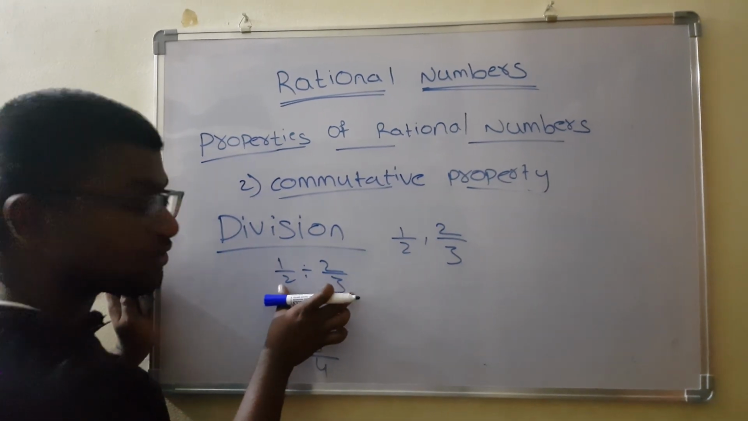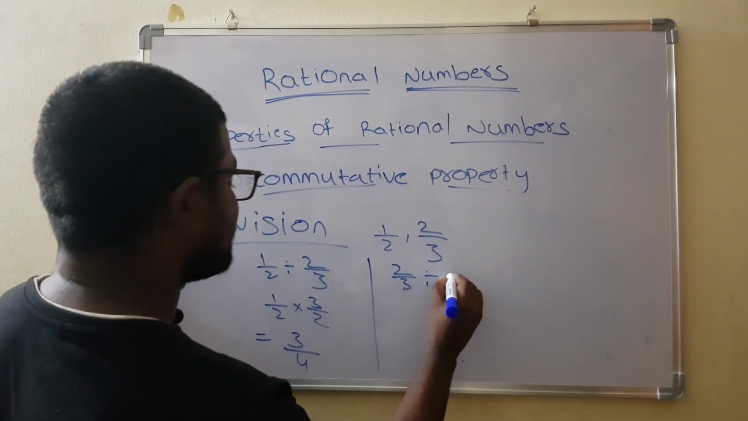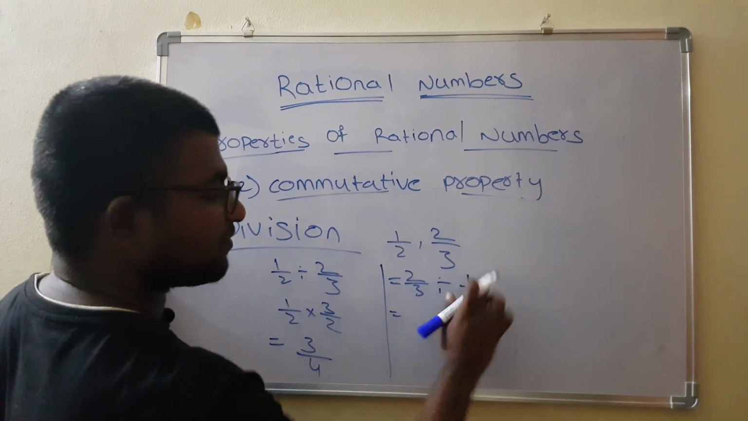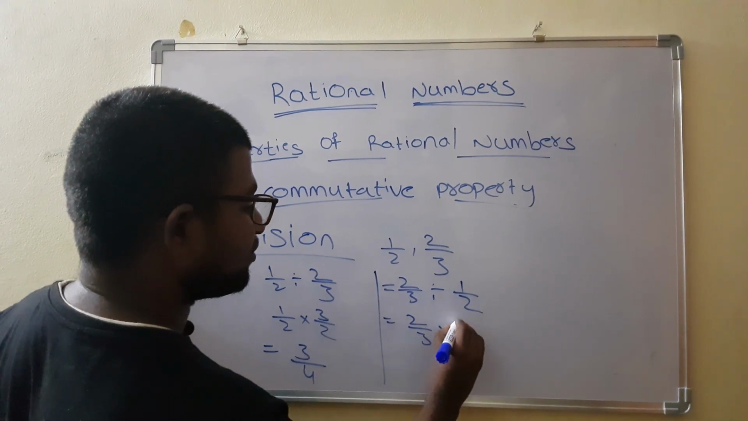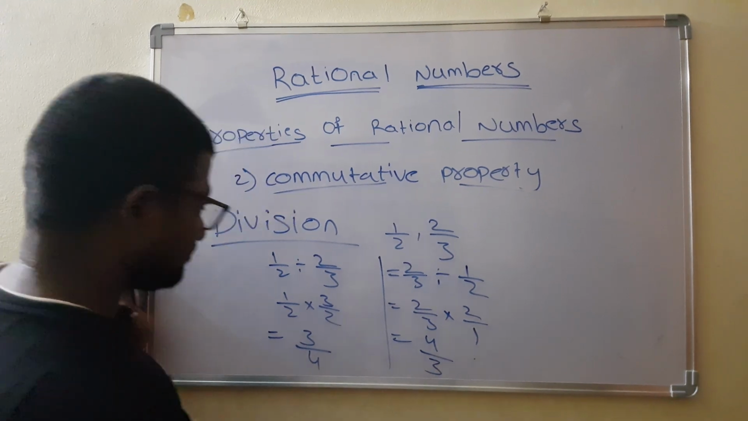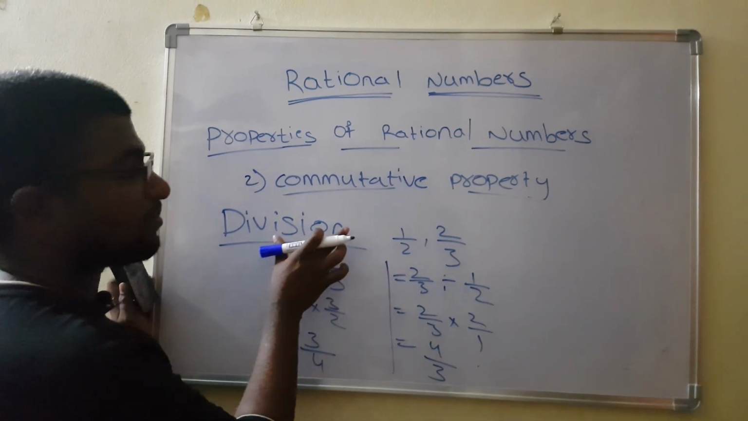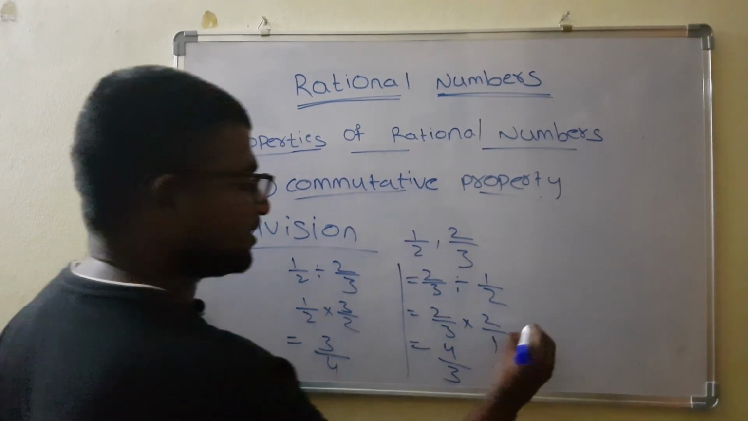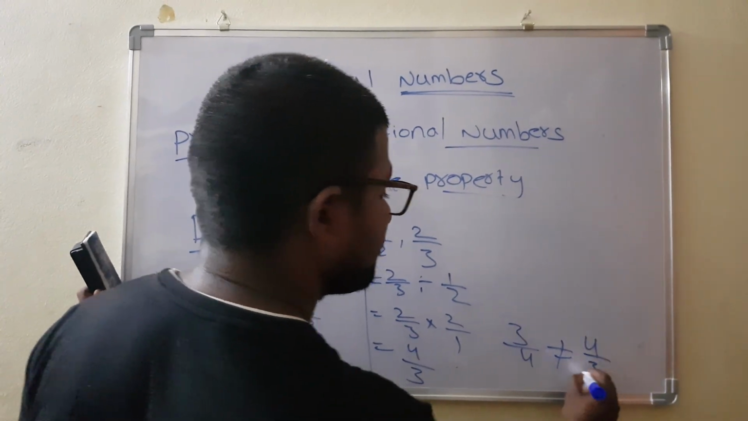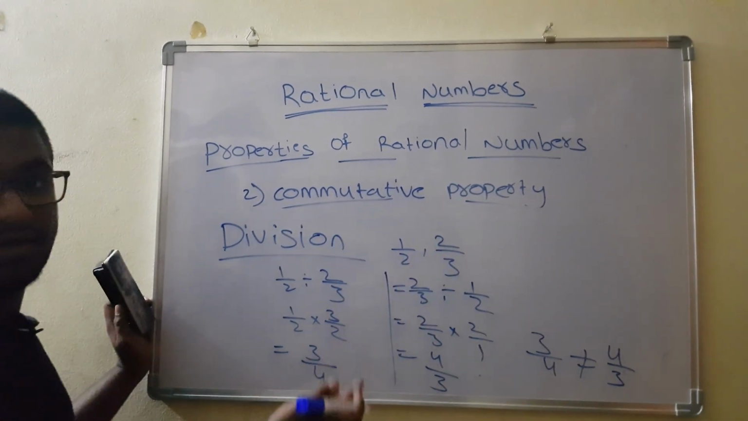By changing the order of these two numbers, what do we get? That is 2 by 3 divided by 1 by 2. That is, by doing the inverse, 2 by 3 into 2 by 1, that is 4 by 3. We see LHS not equal to RHS. That is 3 by 4 not equal to 4 by 3. That's why the commutative property does not hold on division.